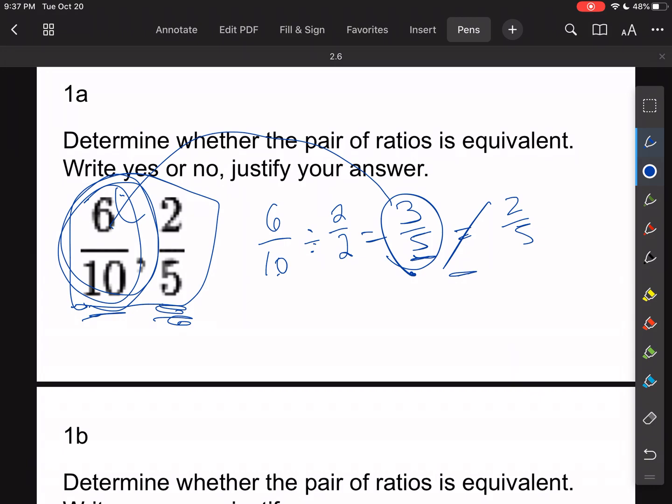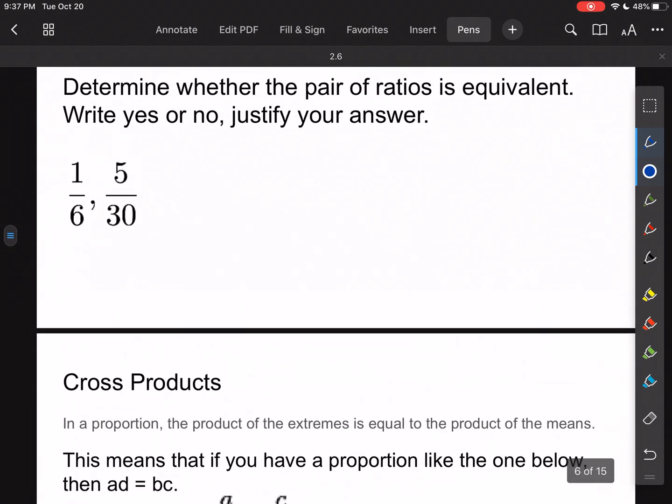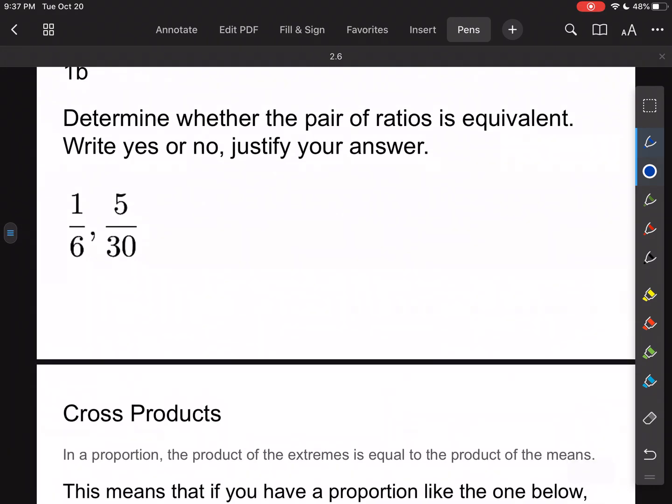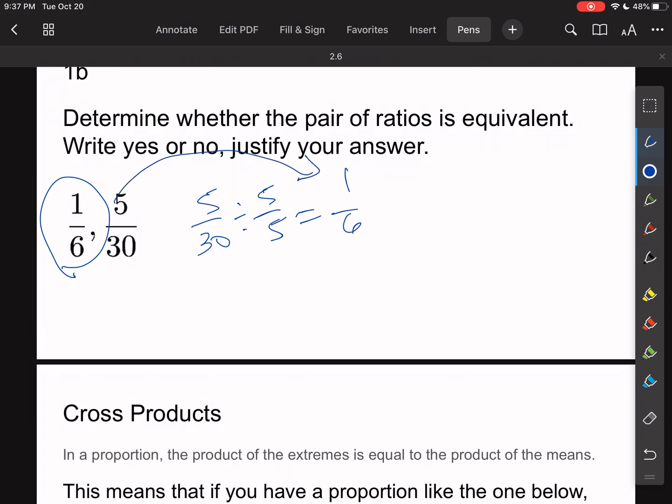So that's 1A. 1B is very similar. Here 1/6 cannot be reduced, but if I take 5/30 and ask myself what goes into both, the answer is 5. If I divide by 5 over 5, I get 1/6. So 5/30 is the same as 1/6. Is 1/6 equivalent to 1/6? And hopefully you're at home saying yes, of course it is. So these are equivalent, and the way that I got that was just reducing the fraction.